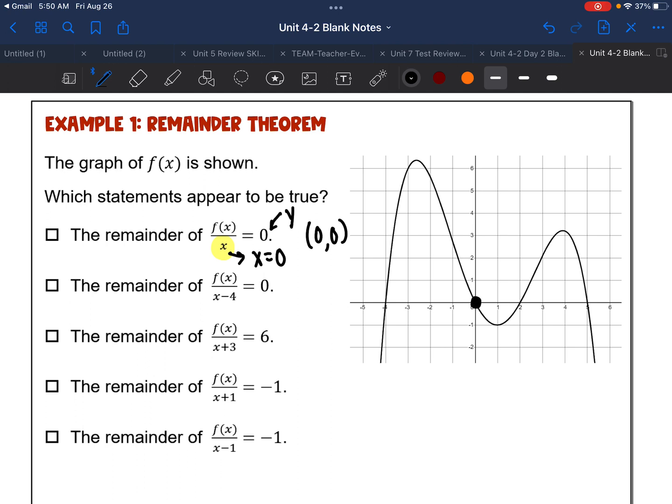And we are going to ask ourselves, is that point on our graph? If it is, it's a true statement. If it's not, it is a false statement. Okay, so that one's true.